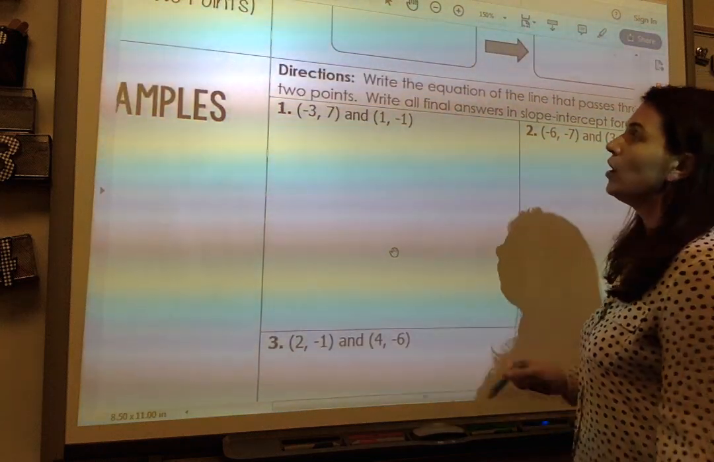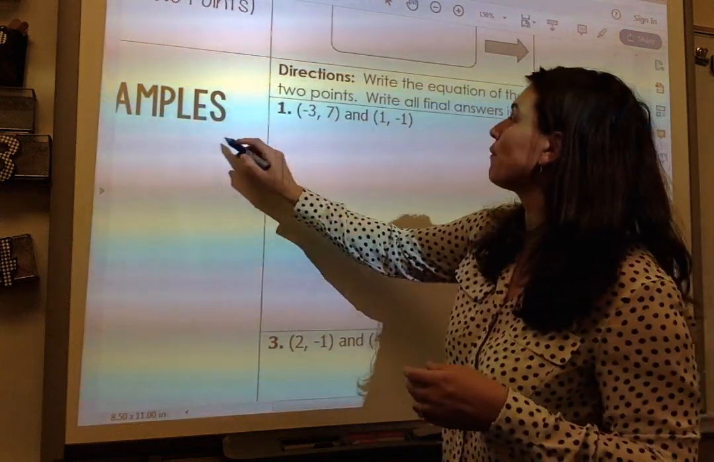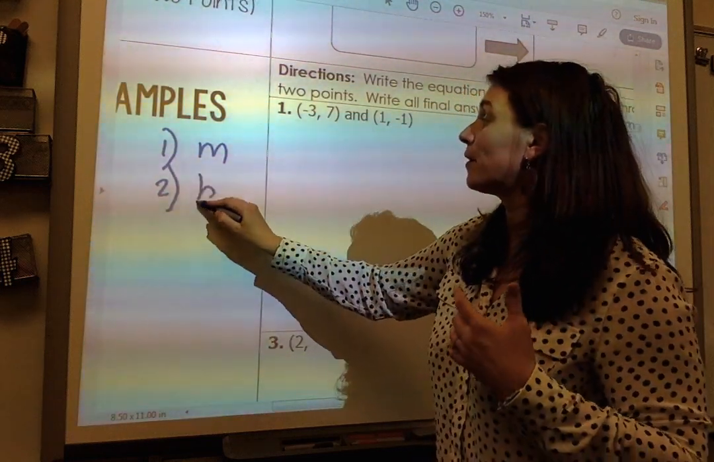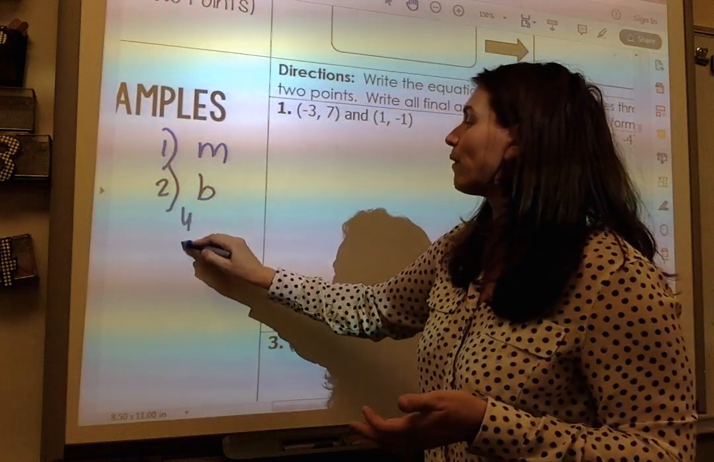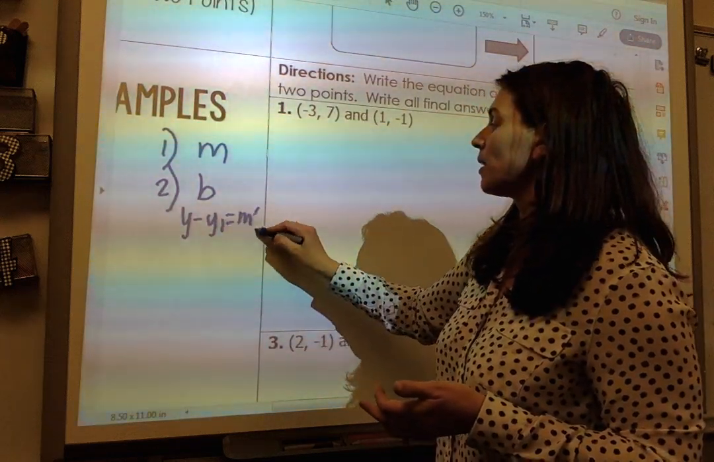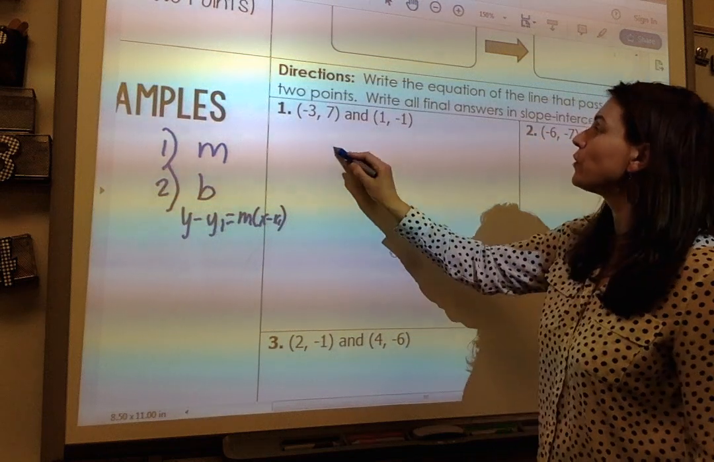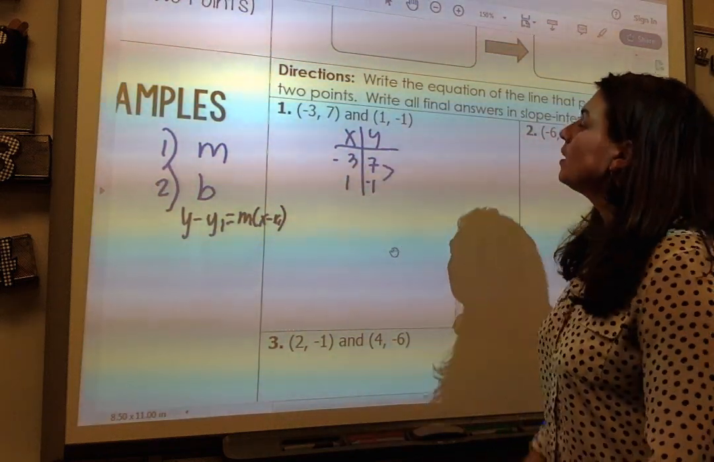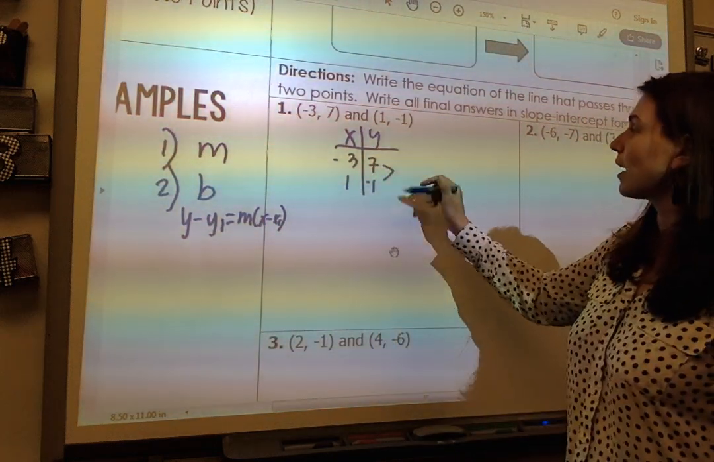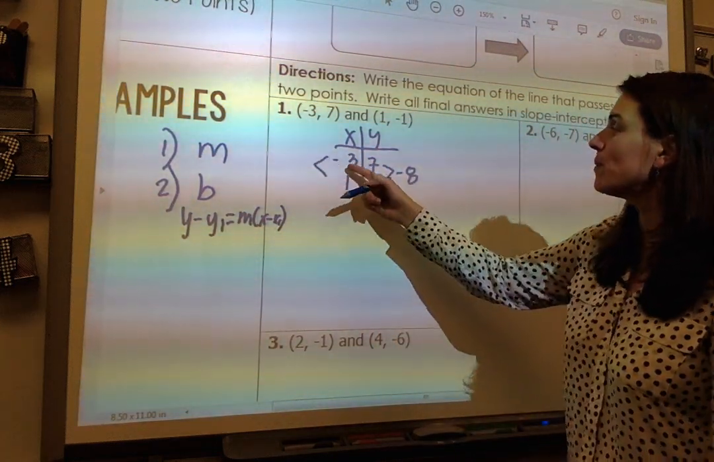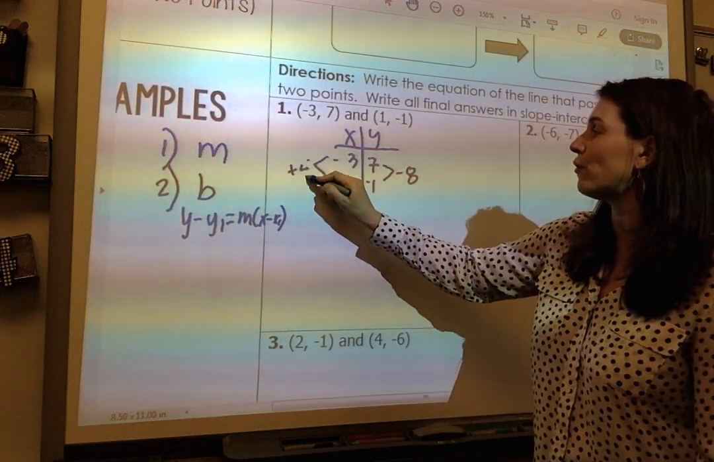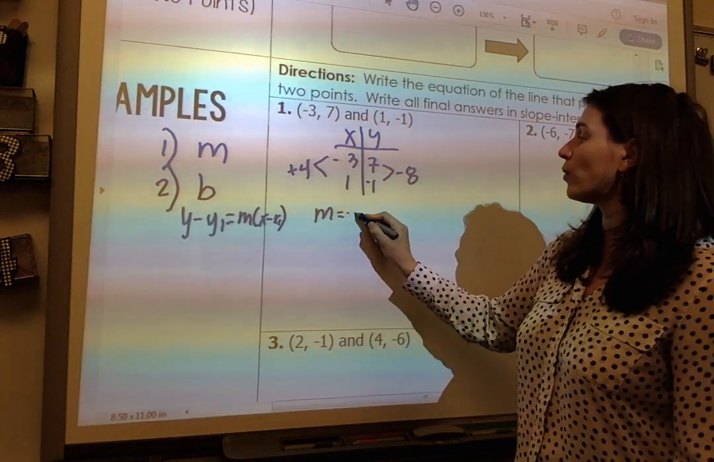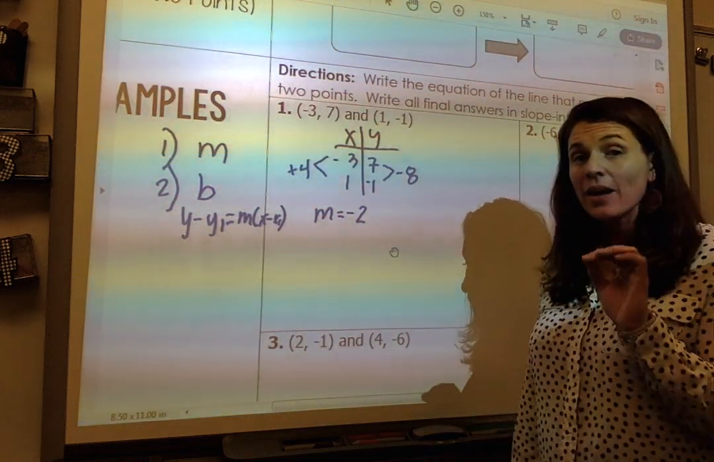All right, so let's expand that. Number 1, remember this is a 2-step process. My first step is to find the slope. My second step is to find the beginning point or use my formula y minus y1 equals m times x minus x1. So first step, let's find the slope. We have -3 and 7, 1 and -1. My change in y to get from 7 to -1 is -8. To get from -3 to 1, I'm going to add 4. So my slope is -8 divided by 4, which is -2. Now I have my slope.